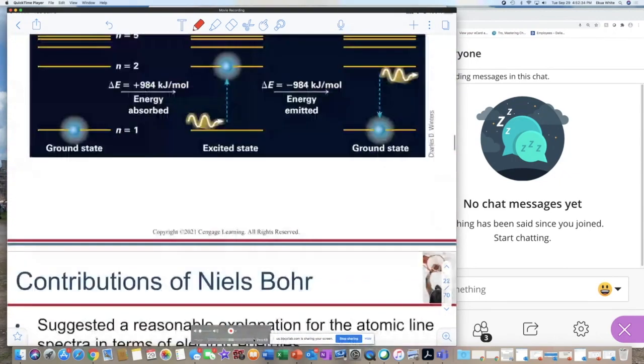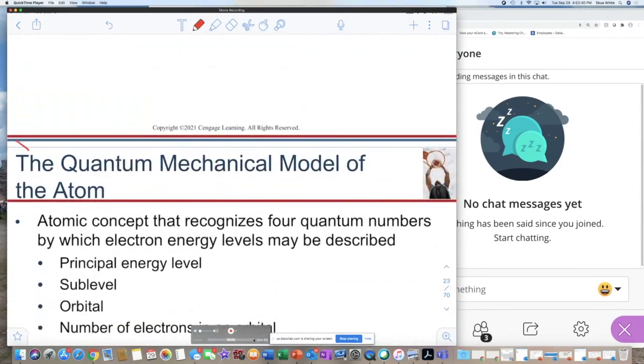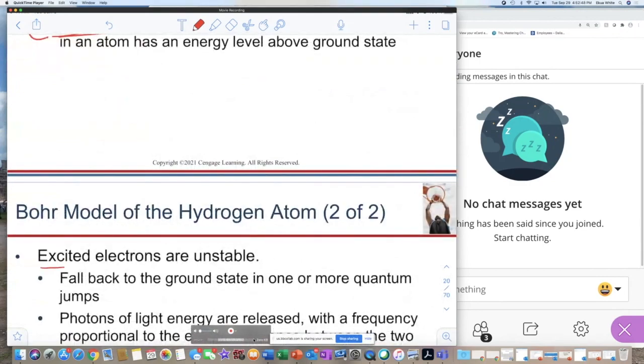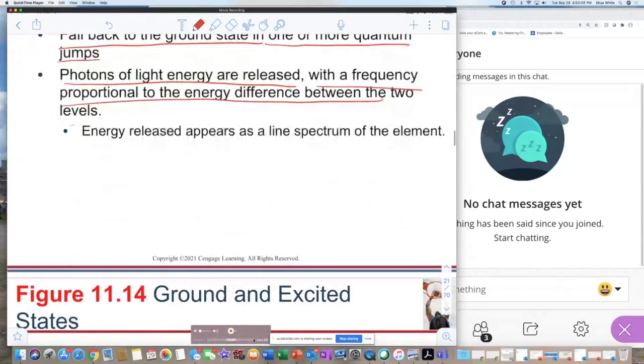Okay, so I will get to this part here and just introduce it, and then we'll stop right here. As I say here, excited states are as exciting as they are unstable. So the electrons have to fall back to the ground state in one or two quantum jumps. As they fall back, they release light. So we're told here, photons of light energy are released with a frequency proportional to the energy difference between the two levels. So what they're trying to say here is photons of light energy are released.